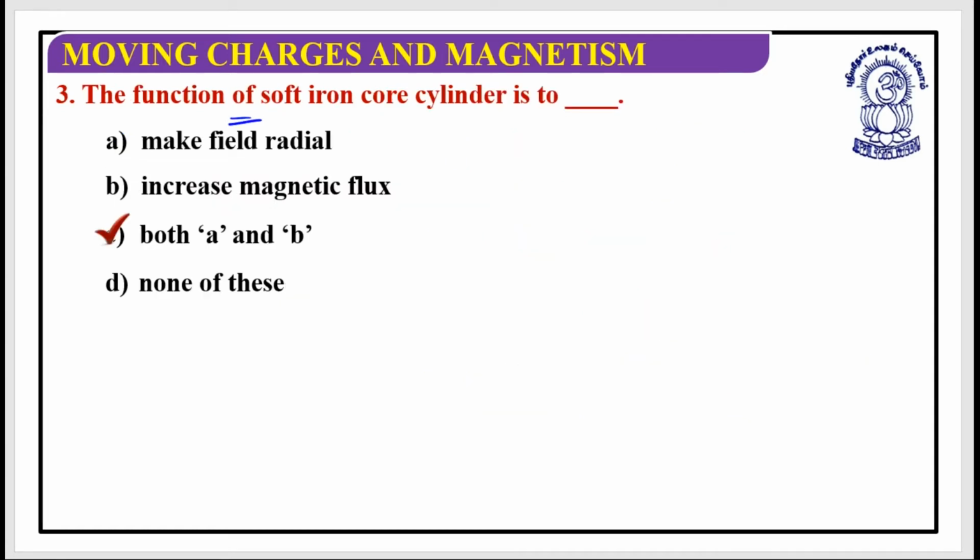The function of soft iron core cylinders: first, it makes the magnetic field radial, as well as increases the magnetic flux. So their work is both 1 and 2. Soft iron core cylinders are used to make a radial magnetic field, and once the fields are radial, magnetic flux will automatically increase, because phi equals B dot A, the magnetic flux being the dot product with the area vector.